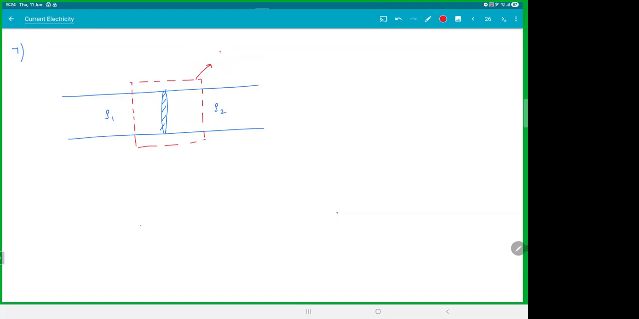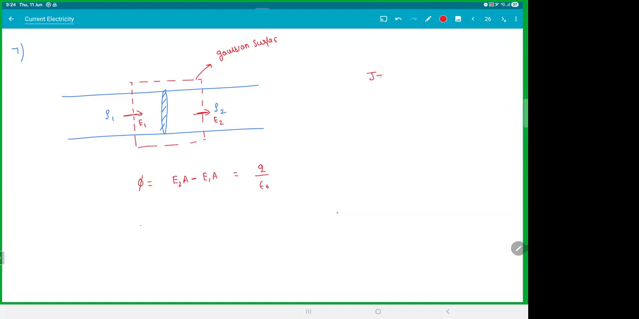Enclosing this. On the left-hand side, the field will be E1. On the right-hand side, the field will be E2. Therefore, the flux will be E2 into area minus E1 into area. This should be equal to Q by epsilon.